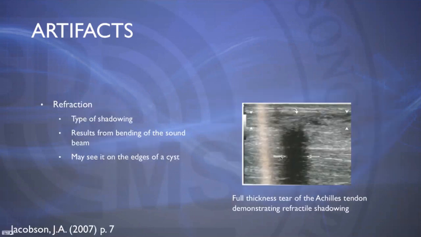Refraction is a type of shadowing that results from bending of the sound beam. We can sometimes see it on the edges of a cyst. In this example here, this is showing the Achilles tendon with a full thickness tear, and this is demonstrating refractile shadowing.